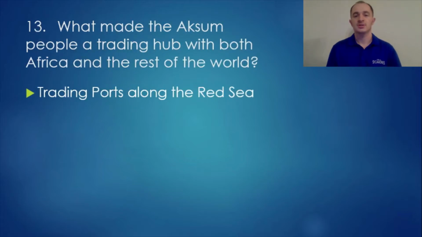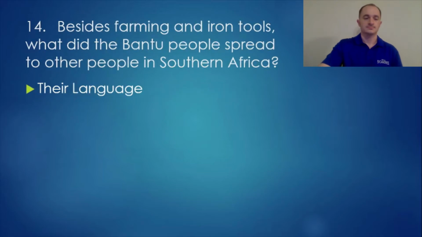Number 13, what made the Axum people a trading hub with both Africa and the rest of the world? That would be trading ports along the Red Sea. So while with the Nubians, we saw trading with people only within Africa and the Africans to the north and the Egyptians, we see the Axum start to trade with more people from the rest of the world, mainly Rome and India. So the trading ports along the Red Sea connected them to the Mediterranean and the Indian Ocean.